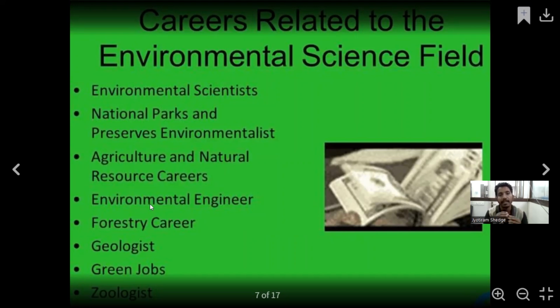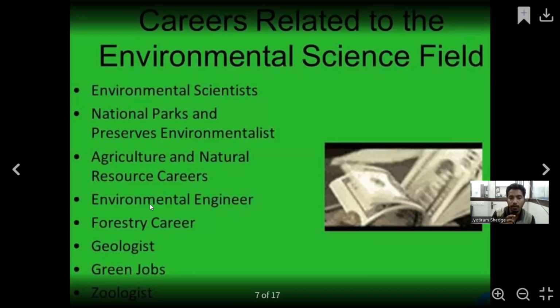As well as environmental engineer. As an environmental engineer also you can build a big career at places like the IIT, or the Indian Institute of Plantation Management, IIM. You can do a forestry career, like you have to complete your master's in forestry at the Forest Research Institute in Dehradun. As well as geologist. आप geologist भी environment science में करियर कर सकते हो, as well as various green jobs in various NGOs.